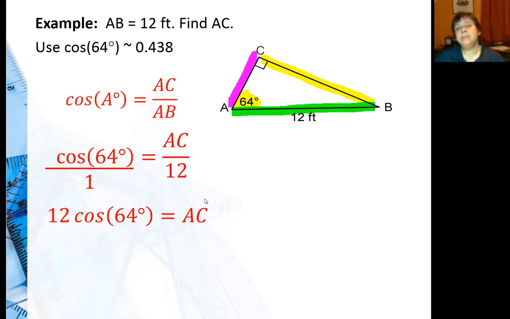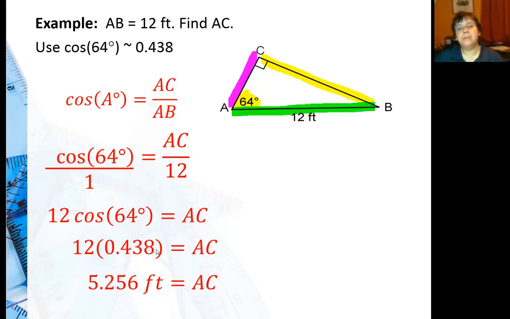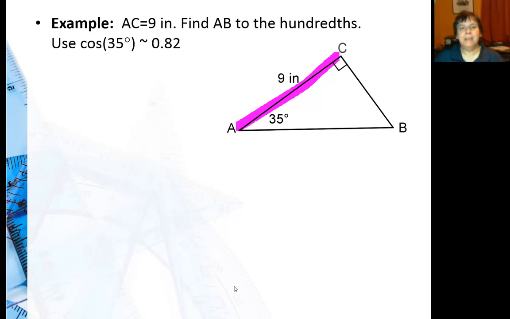And notice I'm using the segment name instead of a variable. That's fine as well. It doesn't matter. I could have used x. Now I'm going to substitute in the 438 thousandths, 0.438. And that is in case I gave you that up here in case you didn't have a calculator. And I get 5.256 feet, or 5 and 256 thousandths.